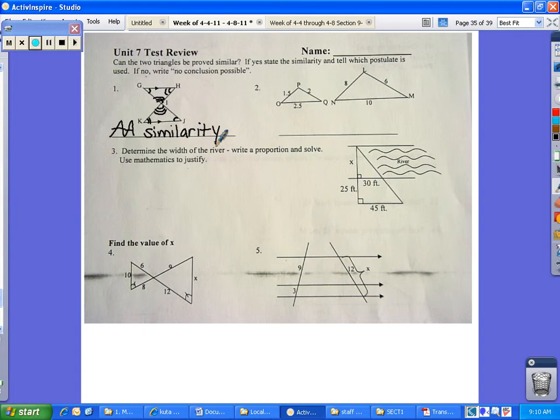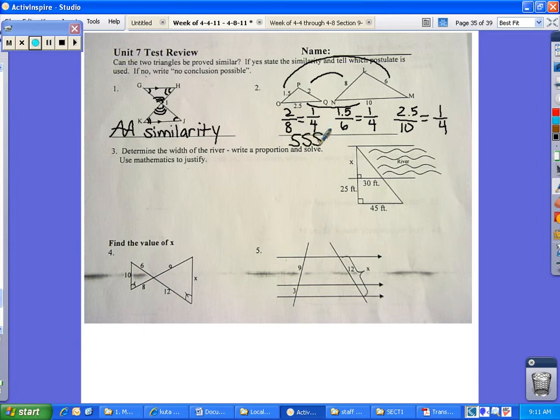In number 2, you might think, well, 1.5 to 8 and 2 to 6 and 2.5 to 10, those numbers are not in proportion. However, 2 to 8 is in proportion because that ratio is 1/4. 1.5 to 6 is the same as 1/4. And 2.5 to 10 is also 1/4. So therefore, since they all have the same ratio, these are in proportion by side, side, side, and therefore the triangles are similar.